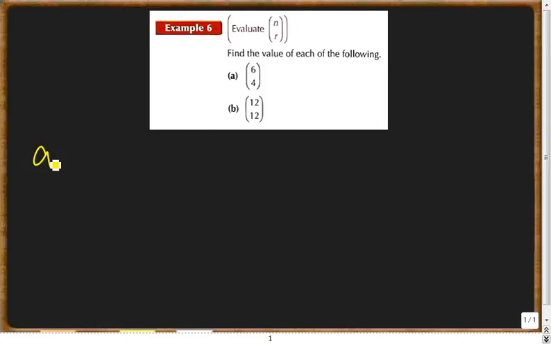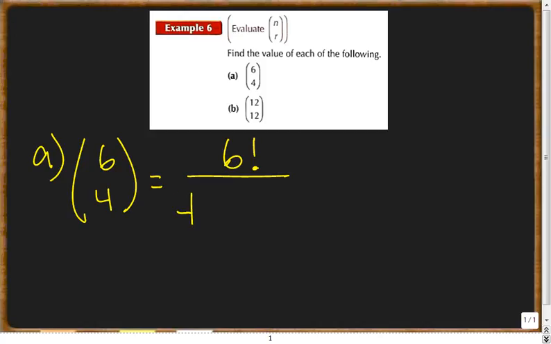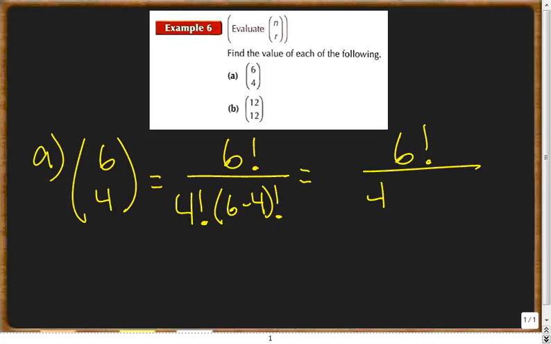So A was 6 choose 4. So that is going to be 6 factorial over 4 factorial times 6 minus 4 factorial. So let's see what we can eliminate right off the bat. So this is 4 factorial and 2 factorial. I want to try to take the 4 away as quickly as I can, because it has more of the 6 factorial in it than what's left over.